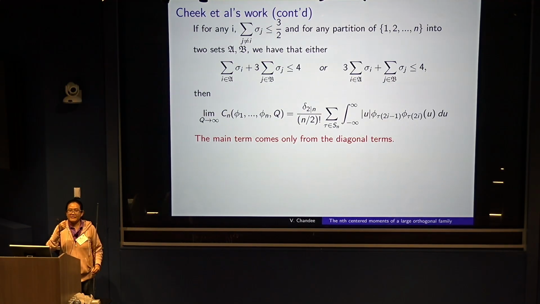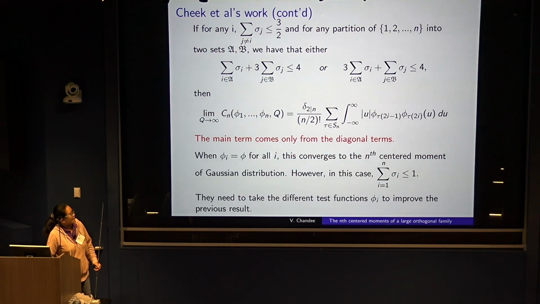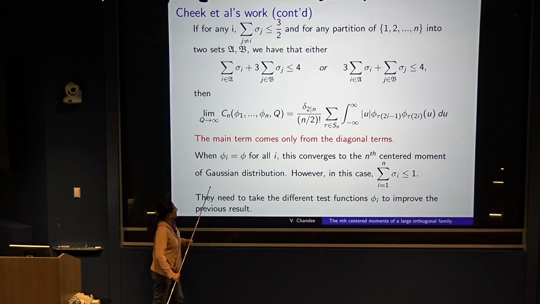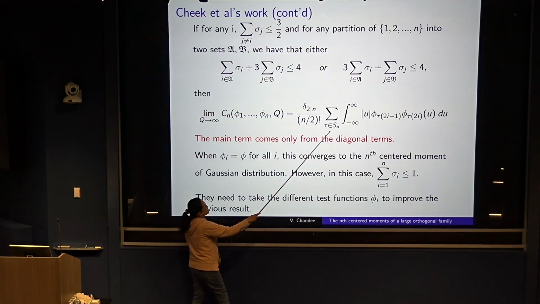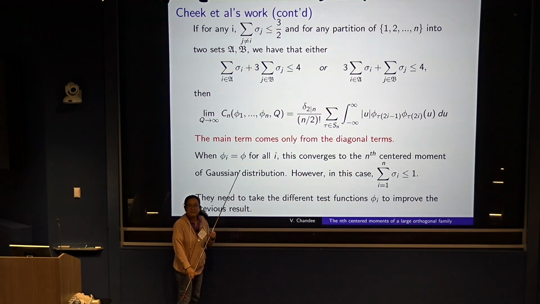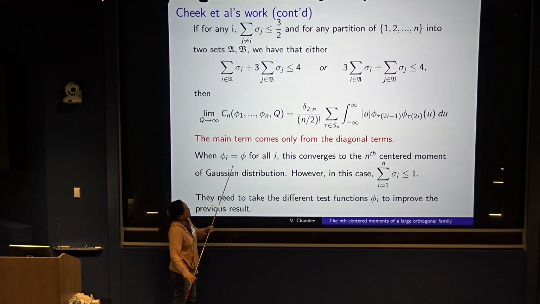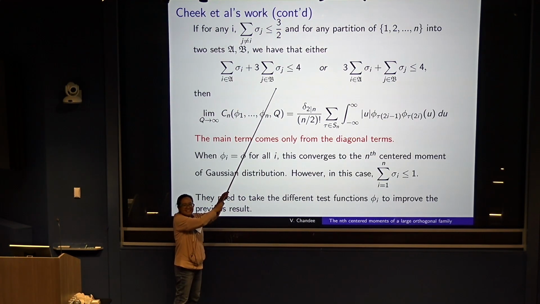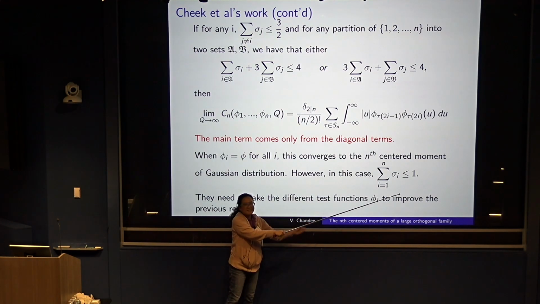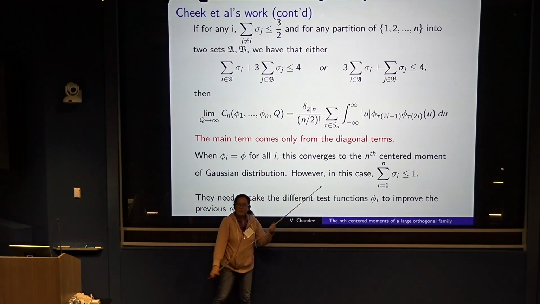Okay, now let's take a look at what happens if the phi i are equal. Well, it converges to the nth centered moment. As you recognize, this is still like a Gaussian distribution, with this kind of factor here. But if you plug in all sigma i to be the same in this equation, you get that the sum of the sigma i goes up to 1. So, yes.